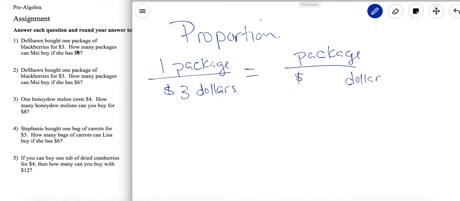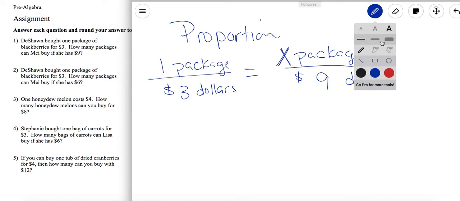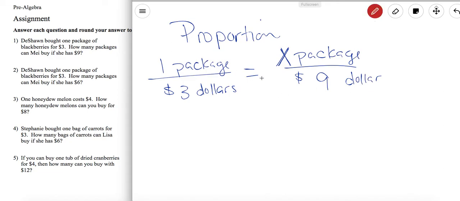So for the second sentence, what were we given? How many packages can Mai buy if she has $9? So she was given the $9. This is the part where we don't know. We have an x. That's what we're trying to find. So we're going to cross multiply. We take 1 and cross multiply it with 9, which gets me 9. 1 times 9 gets me 9. And then we're going to take 3 and multiply it by the top number of the other fraction, and we get 3x.